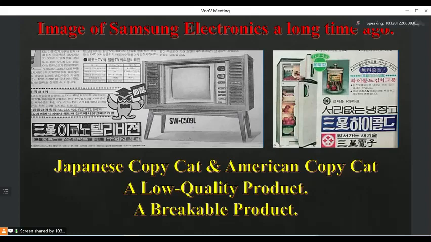However, Samsung's previous image was not like this. You should think about it. What was the image of Samsung a long time ago? Copycat in Japan, copycat in the US, low quality products, easily broken products. It was a tropical electronic company.